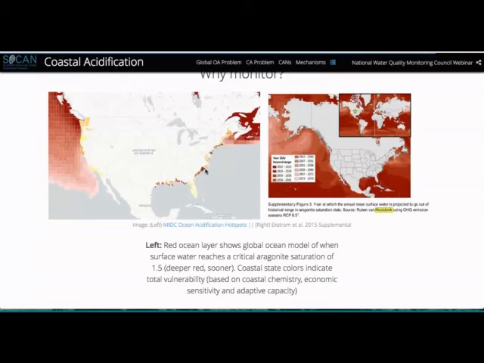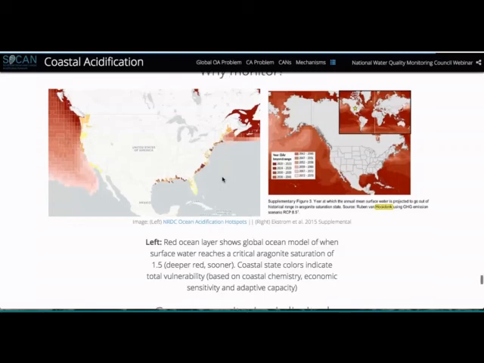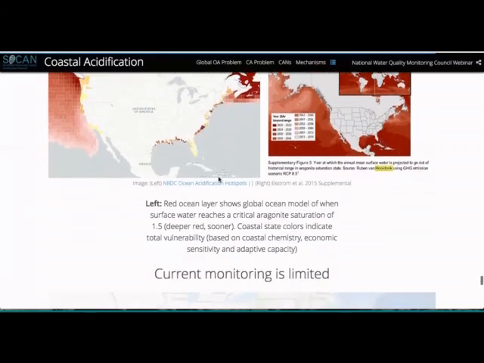So, for example, North Carolina is one of the most vulnerable states in the country to coastal acidification because of their low ability to adapt, their high economic sensitivity, and because of those eutrophic rivers, particularly in the Pamlico. So that kind of highlights why we need this coastal monitoring.